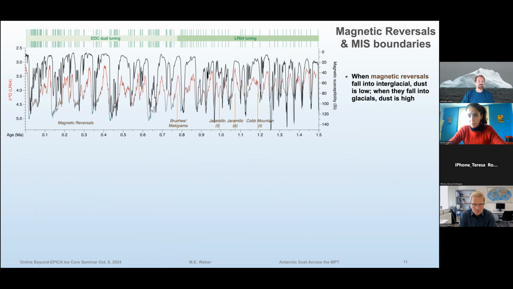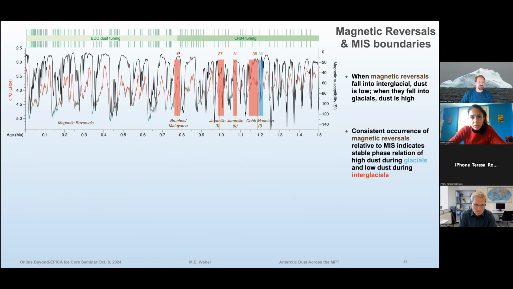So how can we justify the tuning? This is our U1537 record with magnetic susceptibility plotted relative to the Lisiecki-Raymo stack. And note that the axis is flipped with magnetic susceptibility. What we see is that at each magnetic reversal, if that happened during a warm time, dust was low. If it happened during a cold time, dust was high.